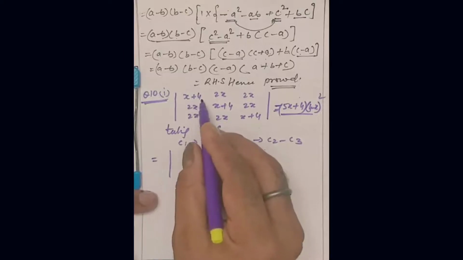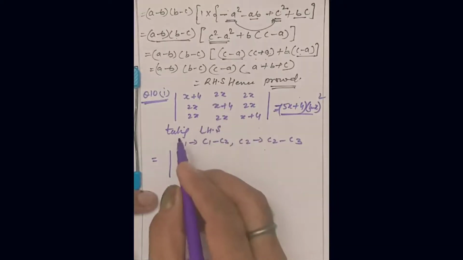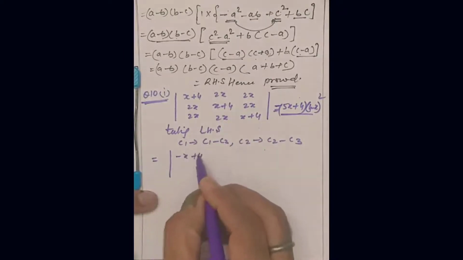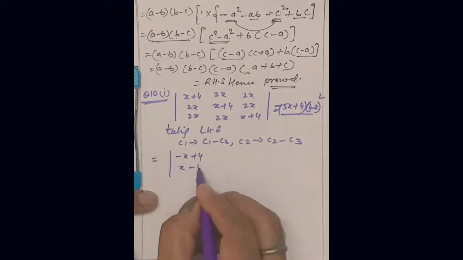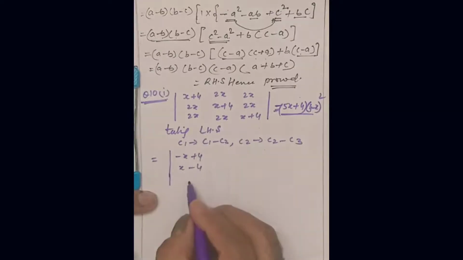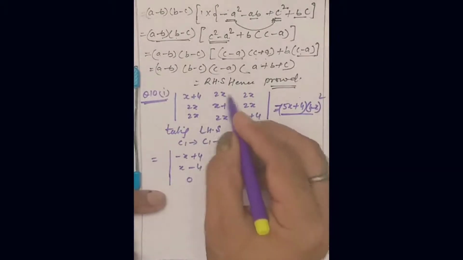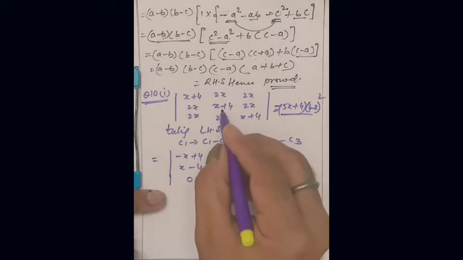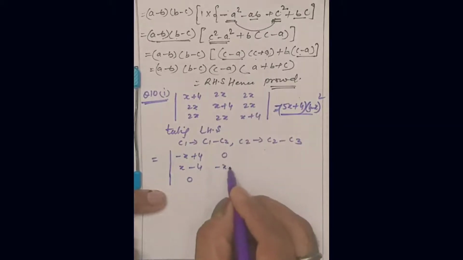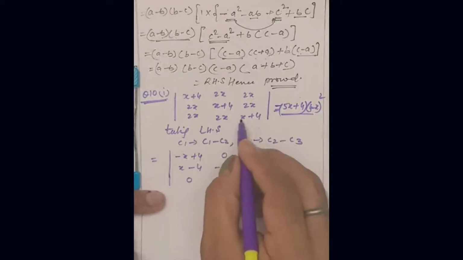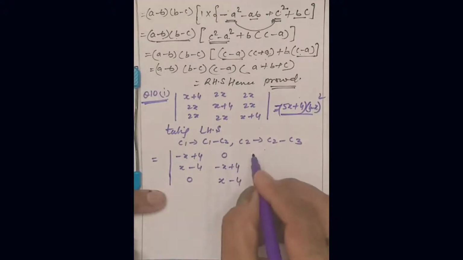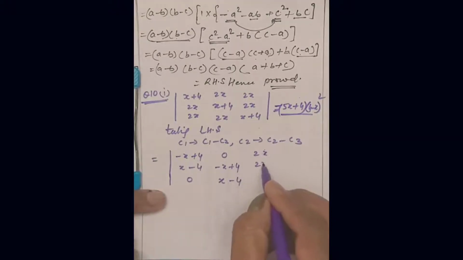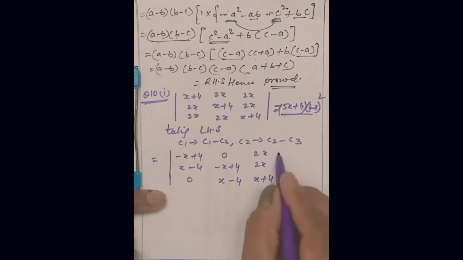This x plus 4 minus 2x, so minus x plus 4; 2x minus x, so x minus 4. And the last one, 2x minus 2x is 0. 2x minus 2x is 0. x plus 4 minus 2x, so minus x plus 4, and 2x minus x will be x minus 4. The last column is the same only: 2x, 2x, x plus 4.